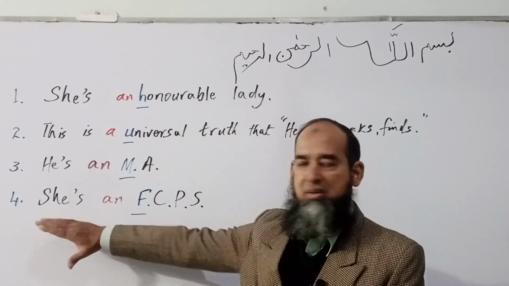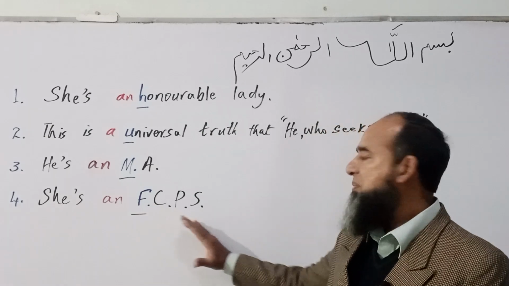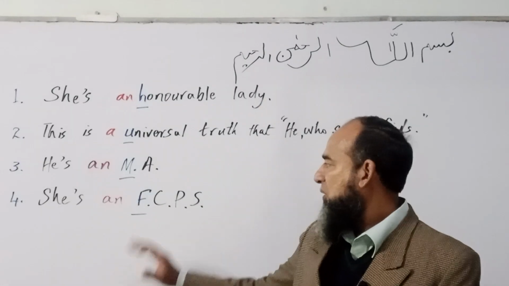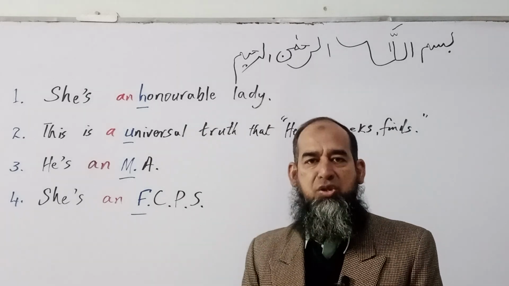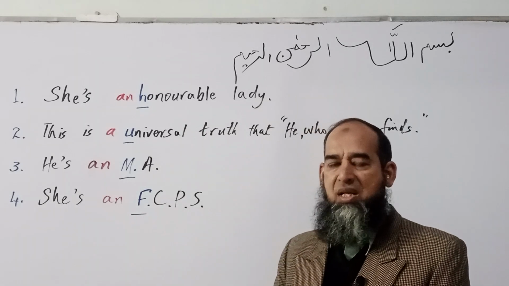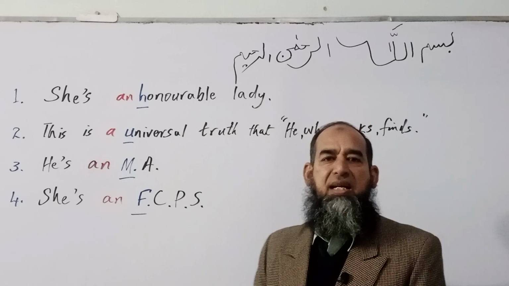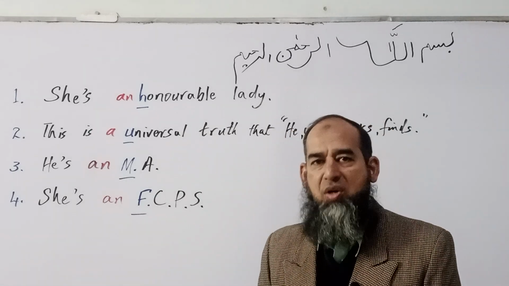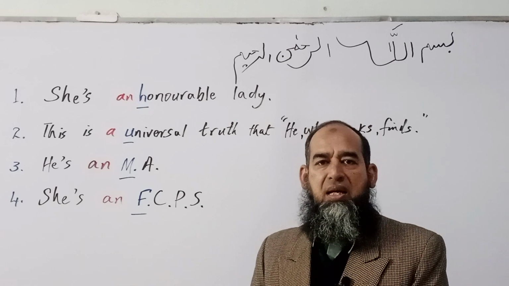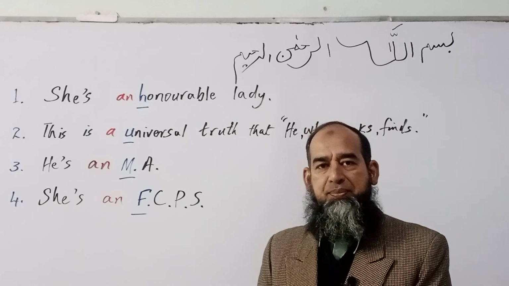Number 4, she's an FCPS. So F does not belong to the AEIOU set of vowels. So the theory fails. It's death. It's miserable death at its worst. So that's what it is and how it goes.